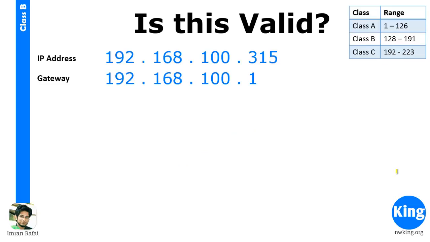Now let's look at another example. 192.168.100.315, with gateway 192.168.100.1. Pause this video and let me know if it is valid. 192 is a class C IP address. Very good. If it is a class C IP address, the division is here. So is it the same? If you check, 192.168.100 is the same, so that's all right. But is this a valid host? What did I say? IP addresses can take values from 0 to 255, but this 315 is not a valid IP address. I'm sure most of y'all didn't catch that.